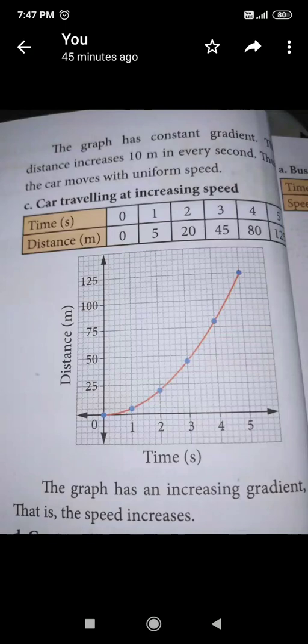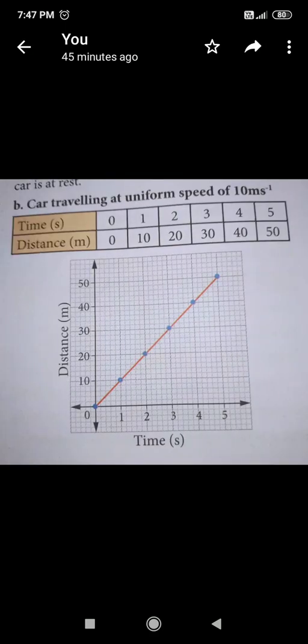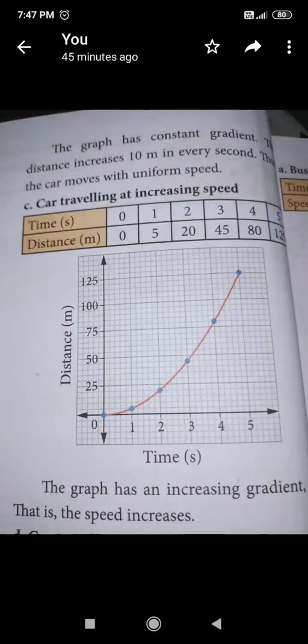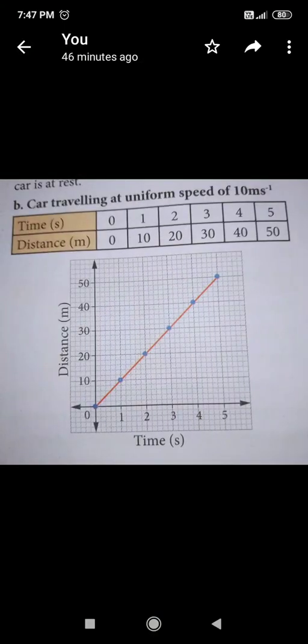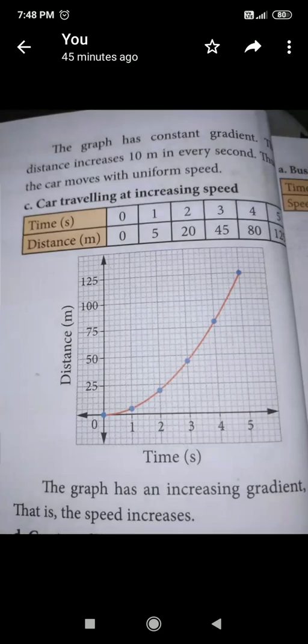The graph has a constant gradient and the distance increases, isn't it? See, it is going upwards, so it increases. And it increases by how many meters? Everything differs by tens. ஒவ்வொன்றும் 10 மீட்டர் இடைவெளியில் அதிகரித்து கொண்டே வருது ஒவ்வொரு செகண்டுக்கும். So the car moves with uniform speed.